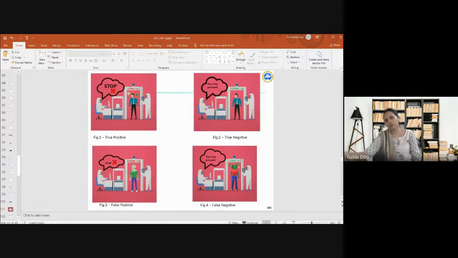When you're performing the classification prediction, you have four different types of outcomes. You can see figure 1, figure 2, figure 3 and figure 4: true positive, true negative, false positive and false negative. So what is this true positive? Any idea by looking at the figure? Nobody knows, huh?